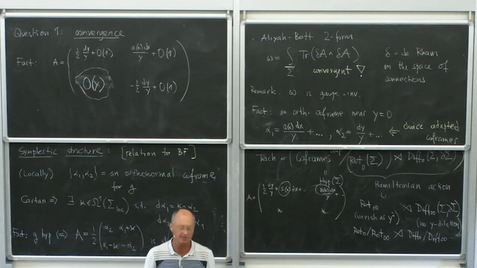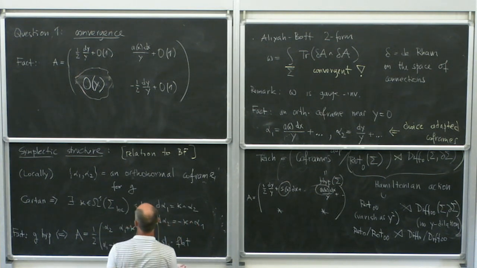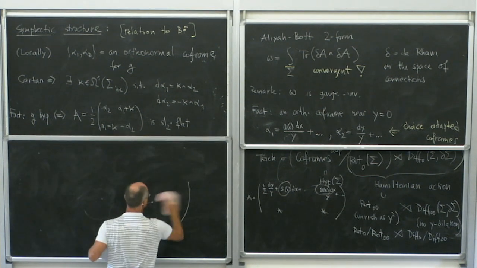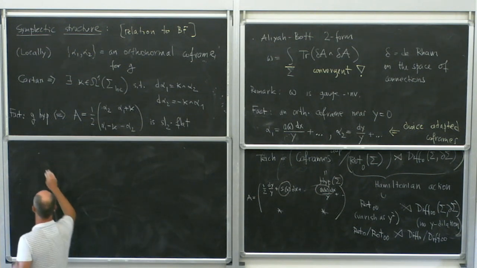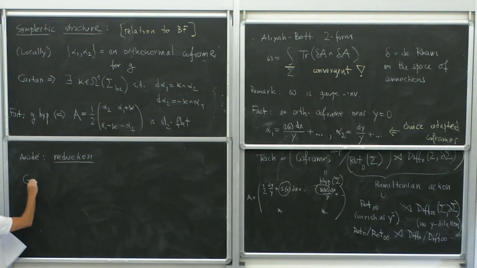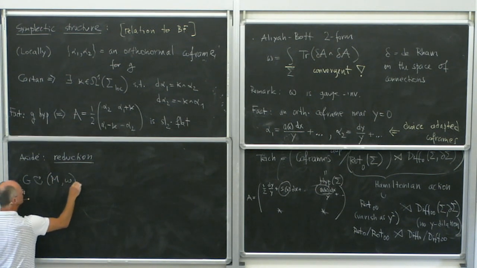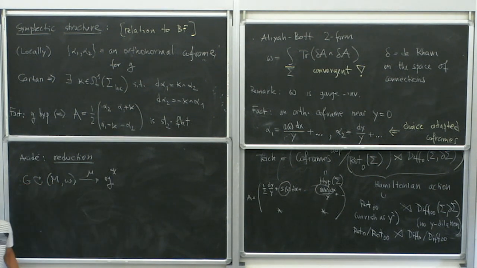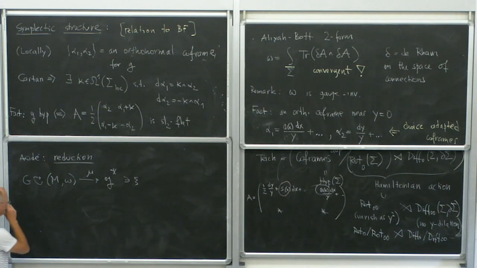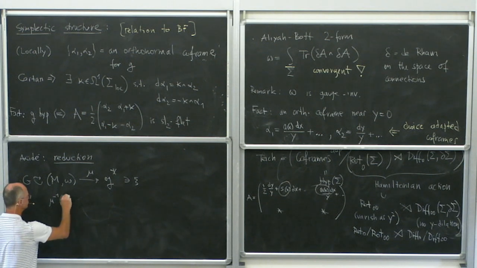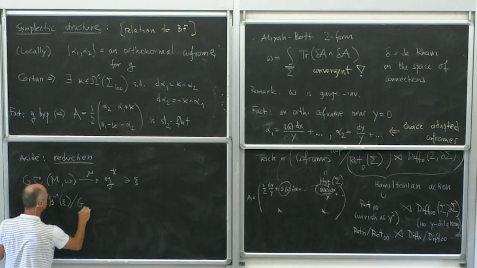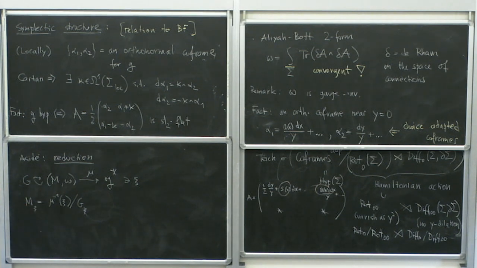And now let me go for a short aside, and let me recall how reduction works in general. So in infinite dimensions, suppose you have a group G acting on a symplectic manifold, and you have a moment map. So you're choosing some point in the dual to the Lie algebra, and you would like to make sense of the reduced space.